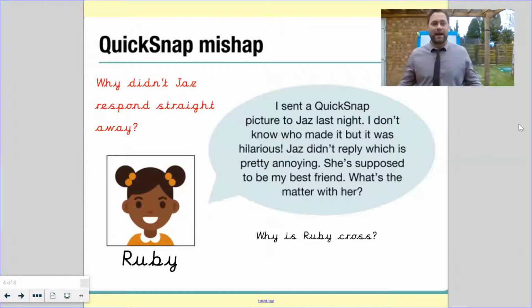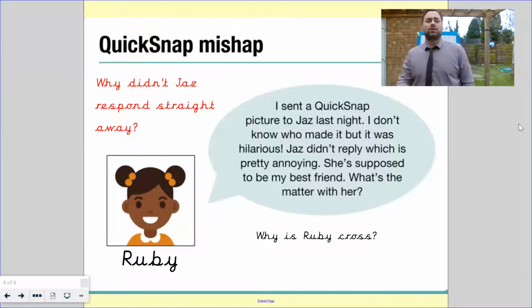But her best mate, Jazz, hasn't responded to her message. So Ruby feels a little bit annoyed. And she may be feeling annoyed because that's her best friend, and her best friend hasn't spoken to her about this picture. She hasn't replied, and it's really annoyed her. She's like, well, I've sent her a message. I'm speaking to her. Why is she not speaking to me? So that's maybe the reason Ruby is cross.